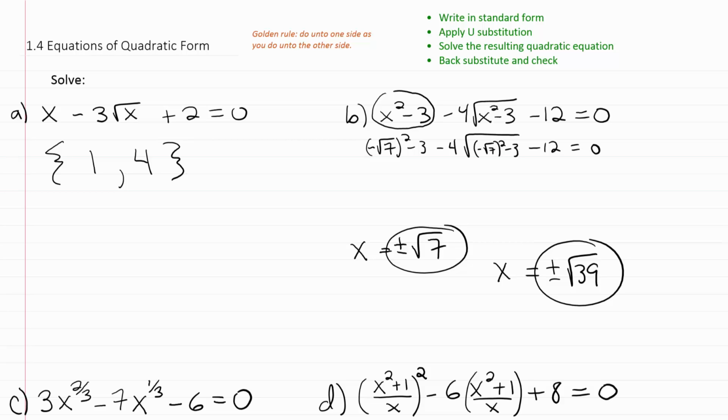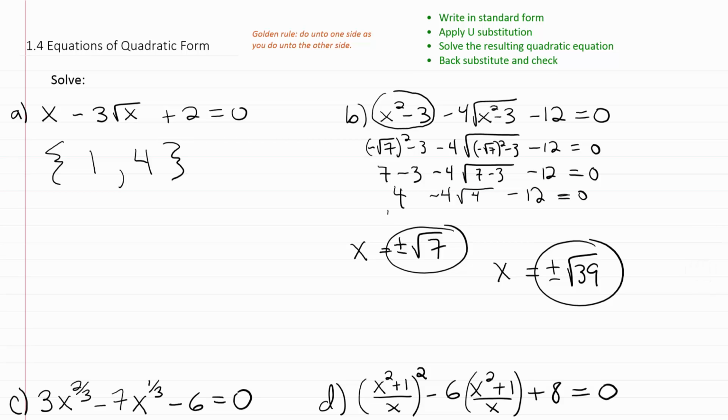When you square something like negative square root of 7, you're going to end up losing the radical, and the negative sign will become positive, so you just end up with what's underneath the radical, in other words, 7. So you have 7 minus 3, minus 4, times the square root of 7 minus 3, minus 12. Is that equal to 0? Well, 7 minus 3 is, of course, 4, and then you're going to have minus 4 times the square root of 7 minus 3, which is also 4, and that's minus 12. Does that equal 0?